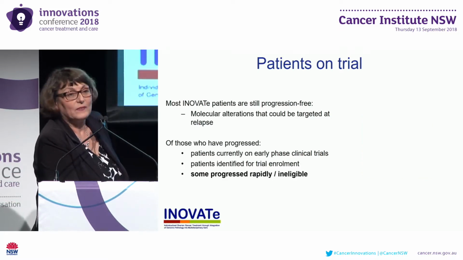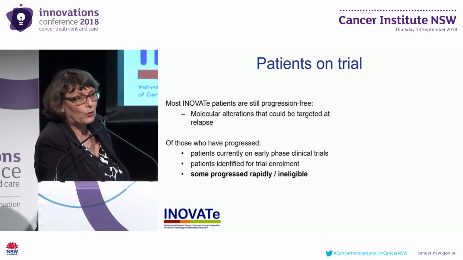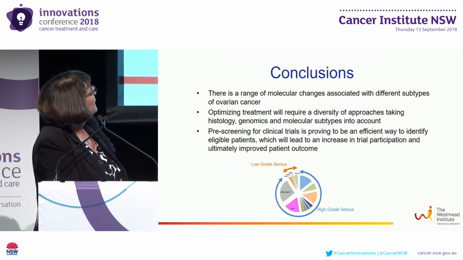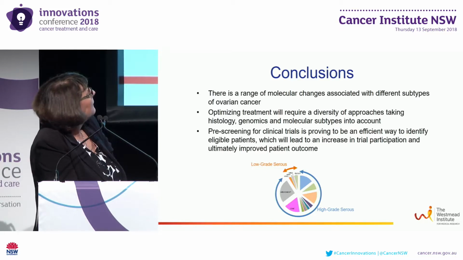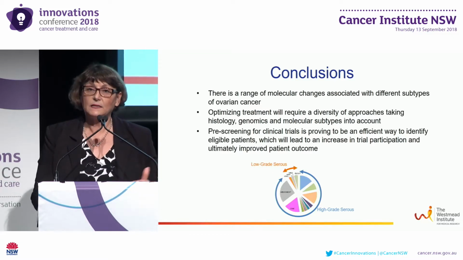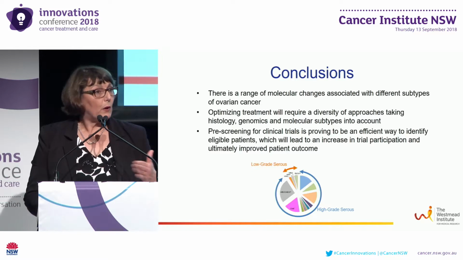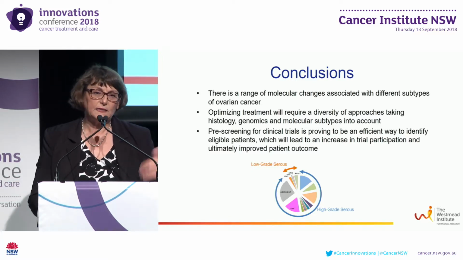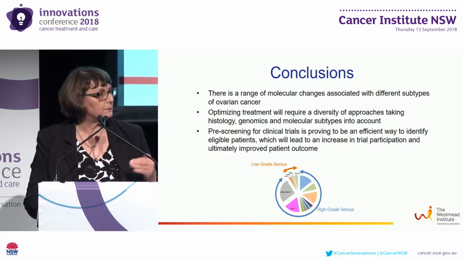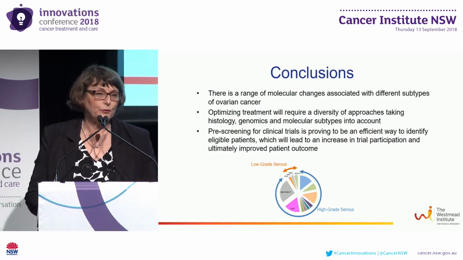Of course, we haven't managed to get every single patient onto a trial yet. Some have progressed or for other reasons have been ineligible, but certainly that's our target. So, in conclusion, in ovarian cancer, there's a range of molecular changes that underlie this disease. Optimising treatment will require a diversity of approaches, but we think that this method of pre-screening the patients at diagnosis will give us a chance to make sure that they go on to those appropriate clinical trials and ultimately improve outcome.